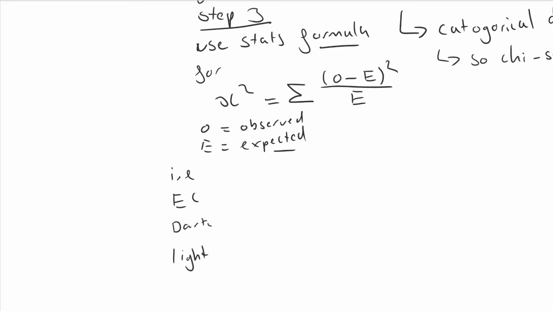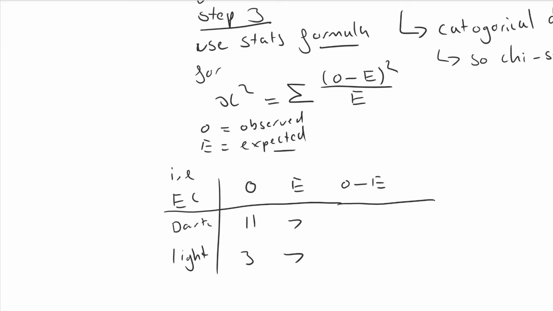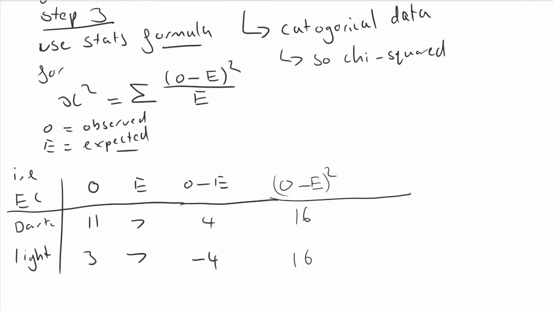So here's an example table. Observed values, expected values, the observed minus expected, the observed minus expected squared, and then the observed minus expected squared over the expected, and then added together, you get, for this test, a chi-squared value of 4.58.